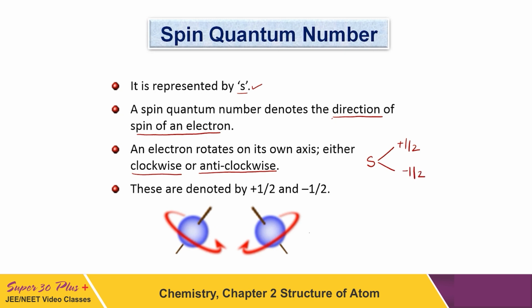Now please don't ask me whether plus half is clockwise or anti-clockwise, because nobody knows. In quantum mechanics, there is no such solution in which we say that plus half is clockwise or minus half is anti-clockwise, or vice versa. You can suppose whatever you want to suppose.